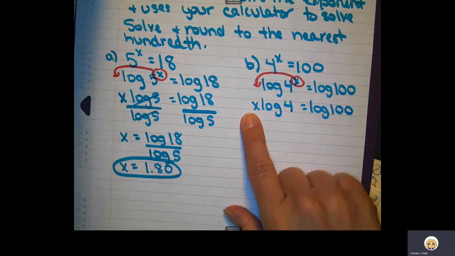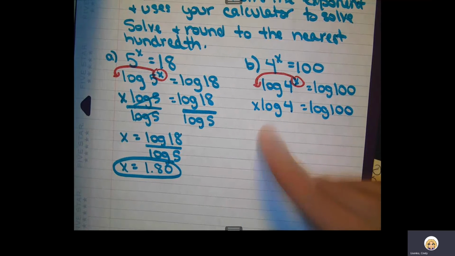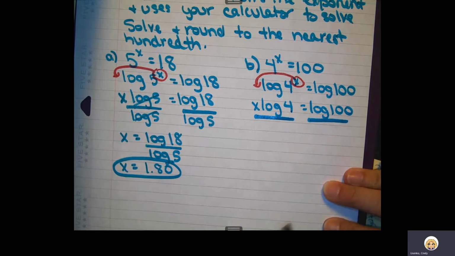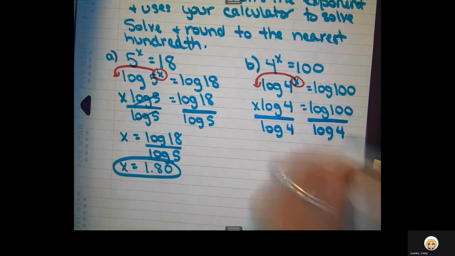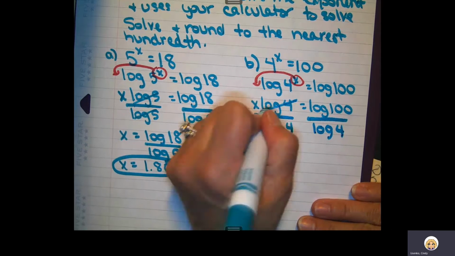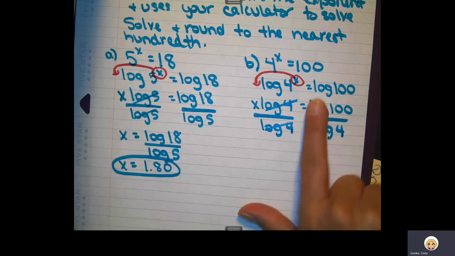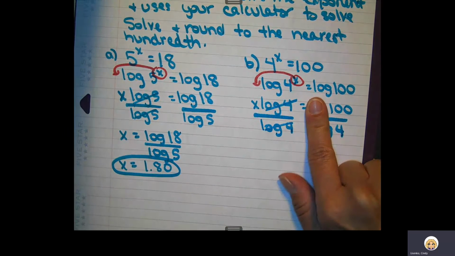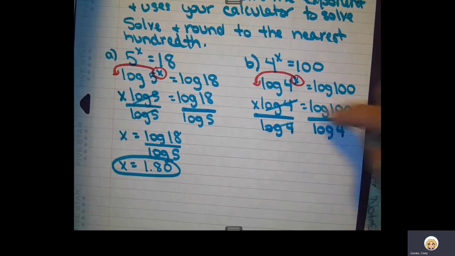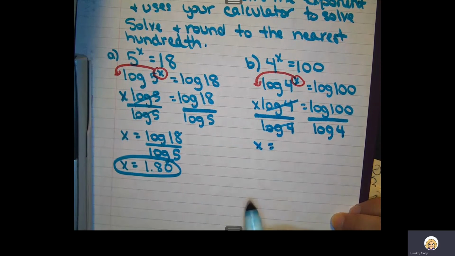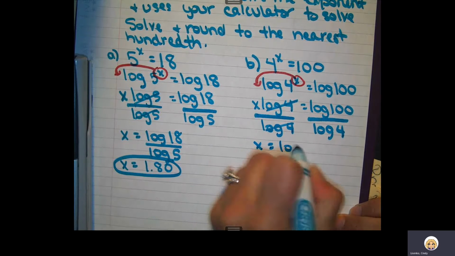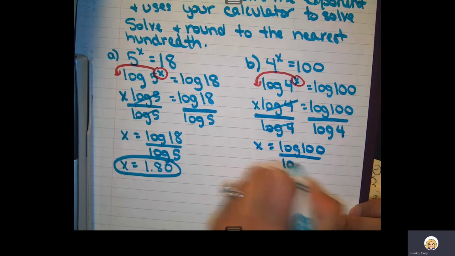To get the x by itself, I'm not going to divide by 4. I'm going to divide by the log of 4 since that's what's attached to it. So both sides I'm going to divide by the log of 4. These cancel out. I want to point out that you cannot cancel out these logs and then do 100 divided by 4. That does not equal 25. The log of 100 is different than just 100. So I'm going to grab my calculator, and this is what I'm going to type in. We're going to have x equals the log of 100 over the log of 4.